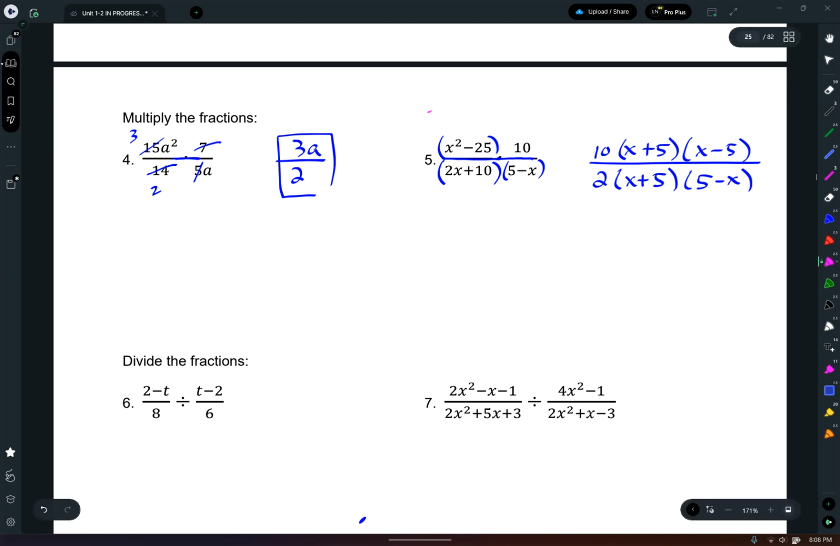So now when I go in and cancel, the x plus 5's cancel. These can cancel and leave me a negative 1. And actually, 10 over 2 can cancel and leave me 5. So this whole thing just equals negative 5.